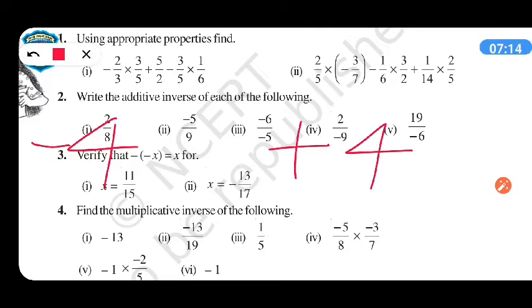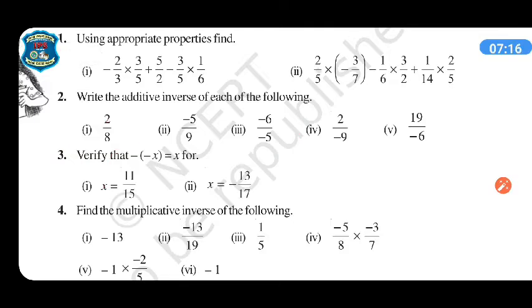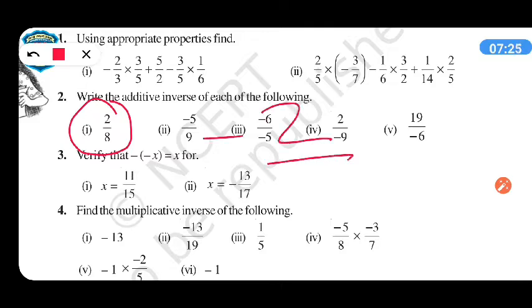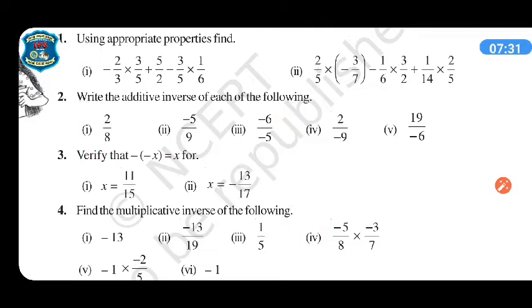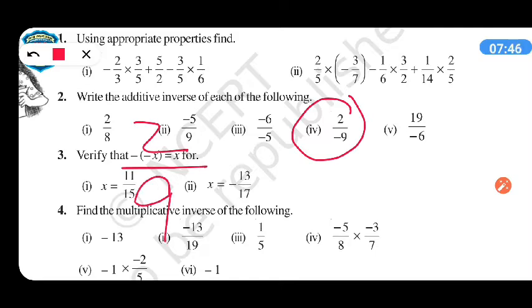So let us understand the first part. The number is 2 upon 8. Its additive inverse will be minus 2 upon 8. Understood? You can do it. Take the fourth part. 2 upon minus 9. The additive inverse will be what? 2 upon 9. Because already it is negative, then its negative will be positive. Right? So in this way you can do question number 2.